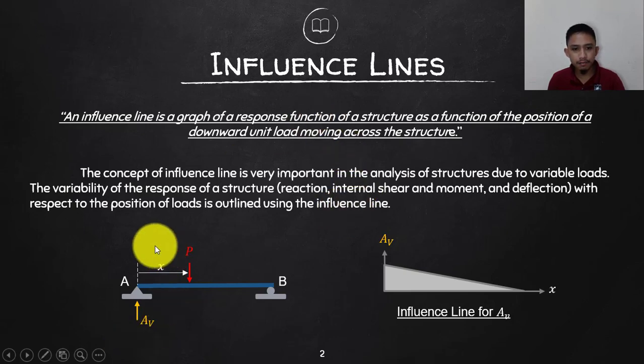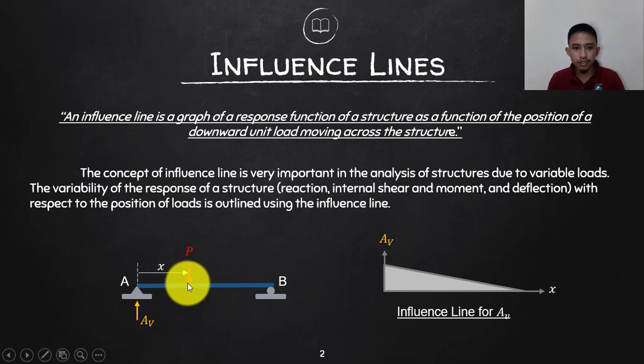So for example, let's consider the simply supported beam AB, with a concentrated load P at a distance x, and let's say that it is moving. At a certain time, it is at a location x from a fixed point, let's say A. At a certain time, that is a distance x from the reference point. And at a different time, since it is moving, it will have a different distance x. So again, that makes it variable.